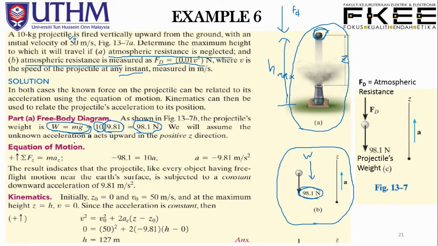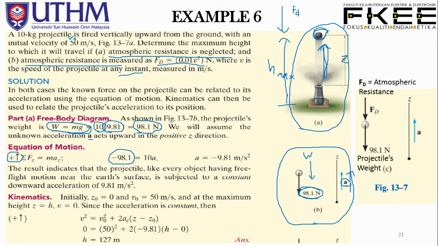We will assume the unknown acceleration a acts upward in the positive direction, in the z direction, which is producing the acceleration a. For the equation of motion, moving upward is positive: the sum of F in the z direction equals ma.